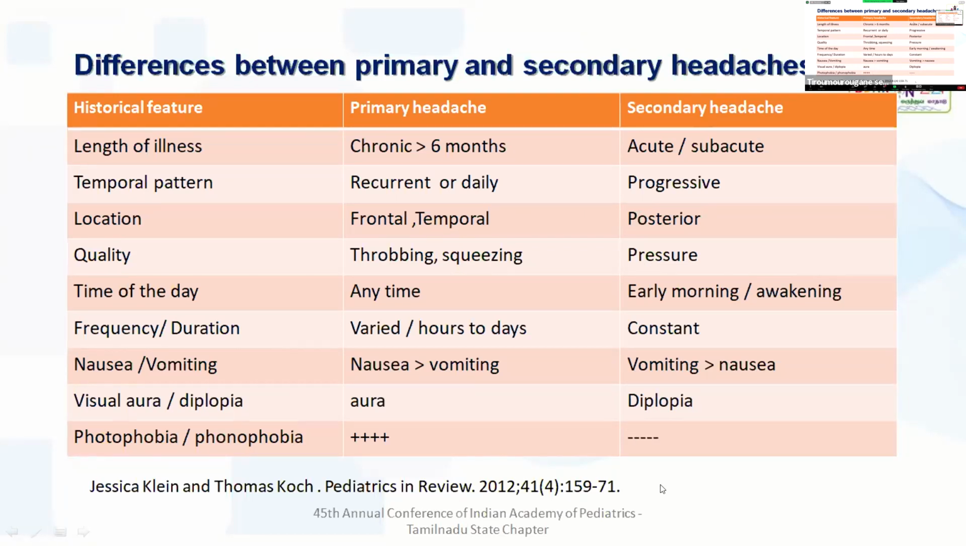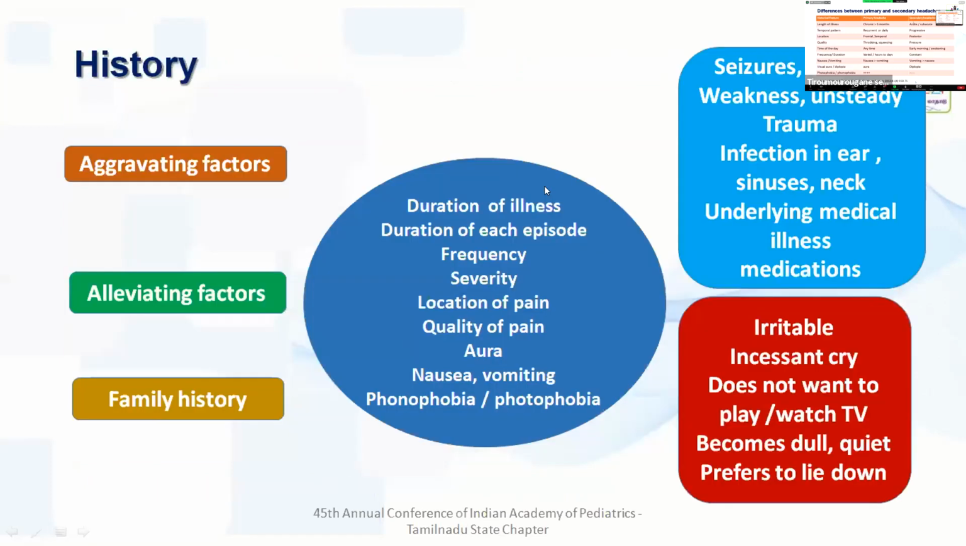Coming to the history taking, we have to seek certain things called headache semiology. What is the duration of the illness, and the duration of each episode? What about the frequency of the episodes, the severity, and whether it is affecting the day-to-day activities of the child? The location of pain: whether it is bifrontal, temporal, or posterior, that is occipital. What about the quality of the pain? Is it throbbing or pressing? Is any aura present or not? Associated symptoms like nausea, vomiting, phonophobia, and photophobia.